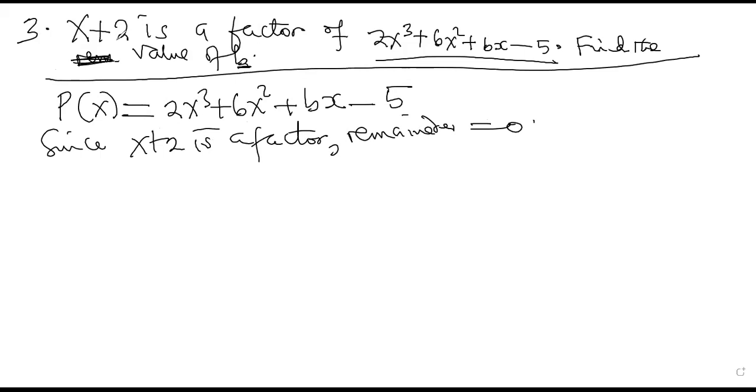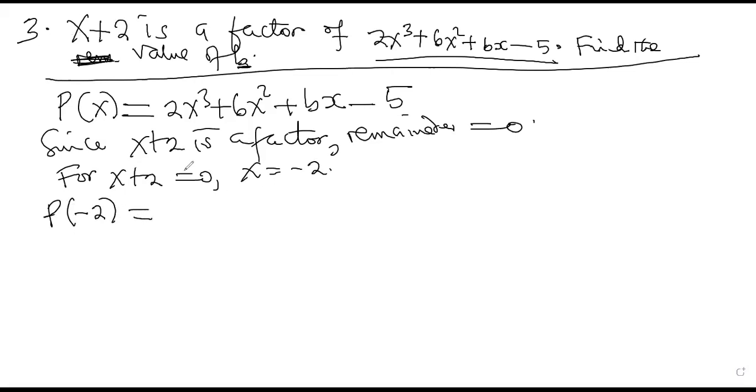So first equate the divisor to 0, because we proved that if you equate the divisor to 0, the value of x you get, when you substitute it into the polynomial, gives you the remainder. So for x plus 2 equal to 0, x is equal to -2. So look for P of -2.